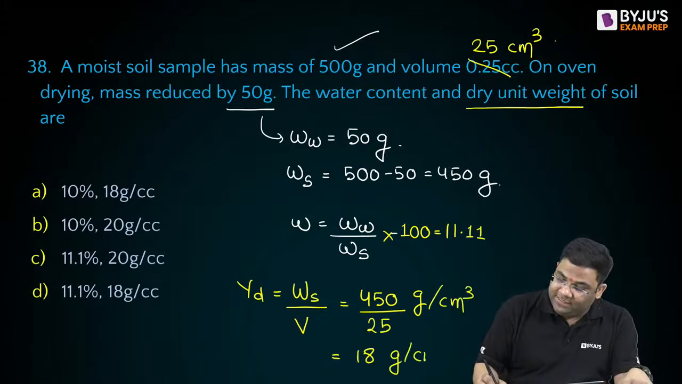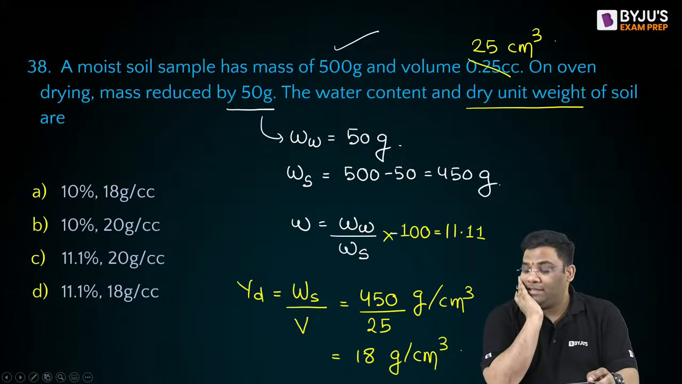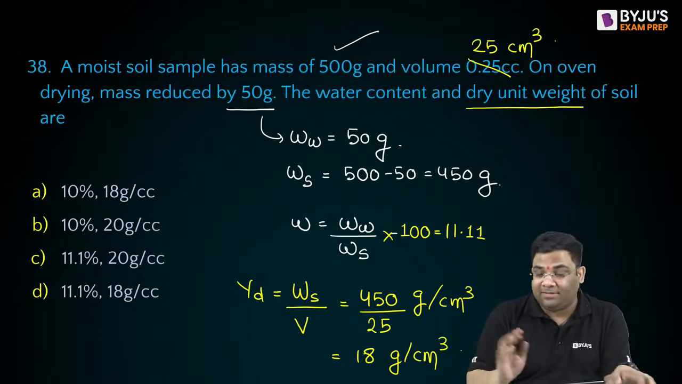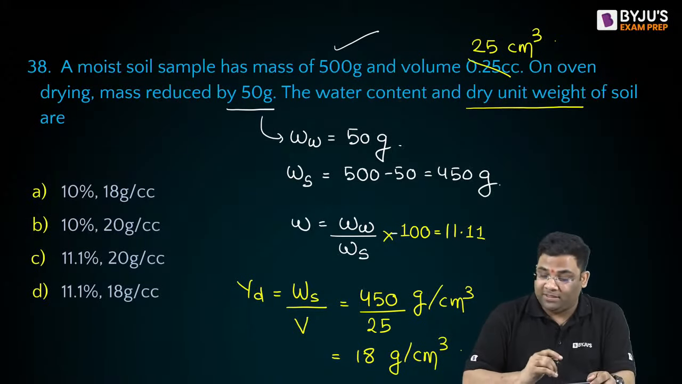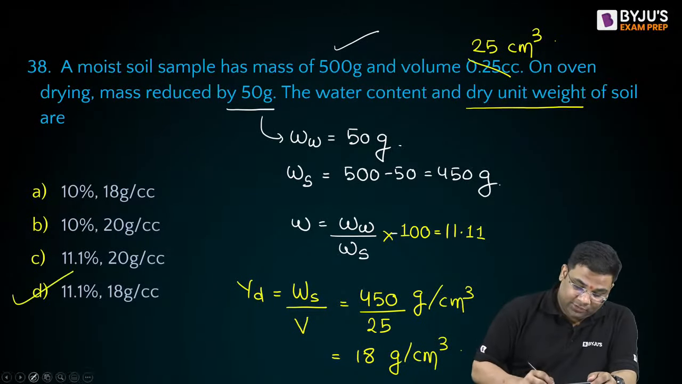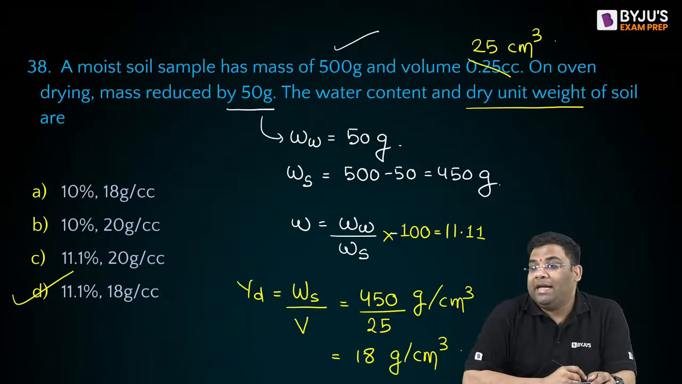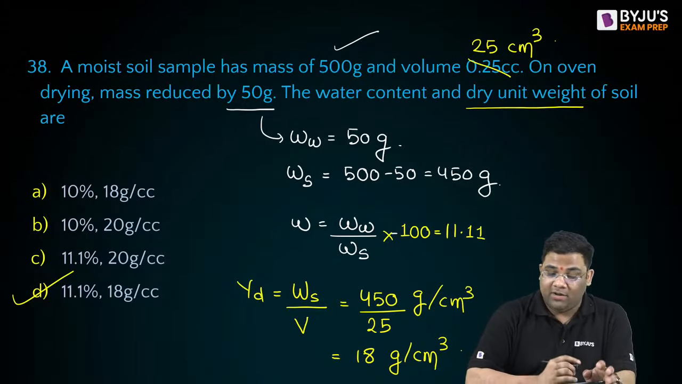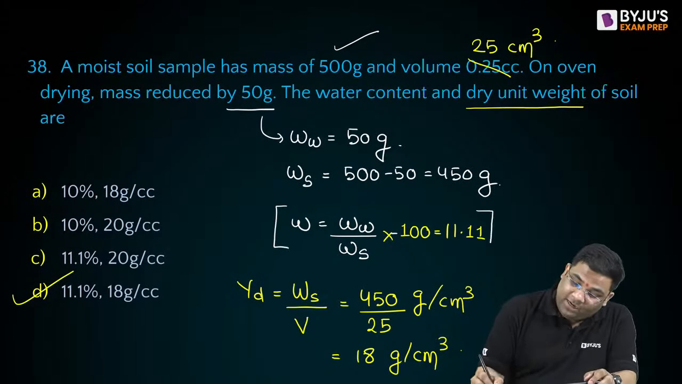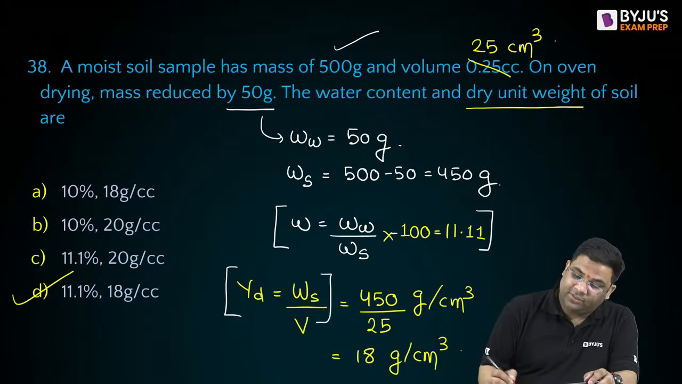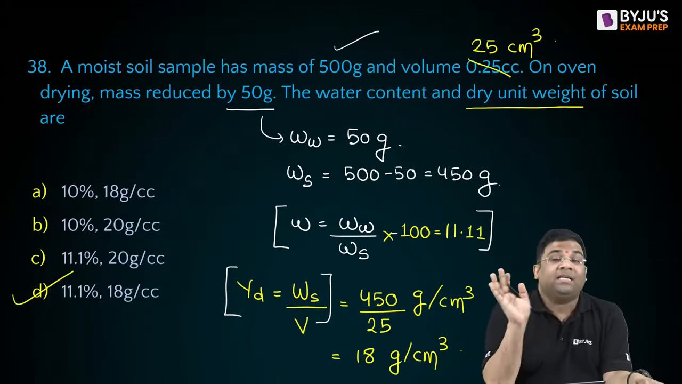Understood this question? Again, a straightforward question. The data was wrong. It was 25 cc, not 0.25 cc. So now we are getting the right answer. Again, a basic formula of finding the water content and your dry unit weight. Basic questions which they ask you in such examinations.